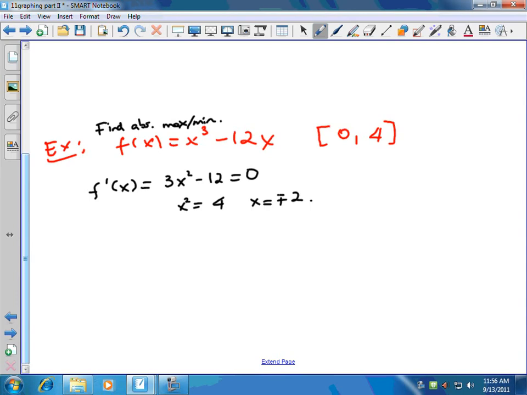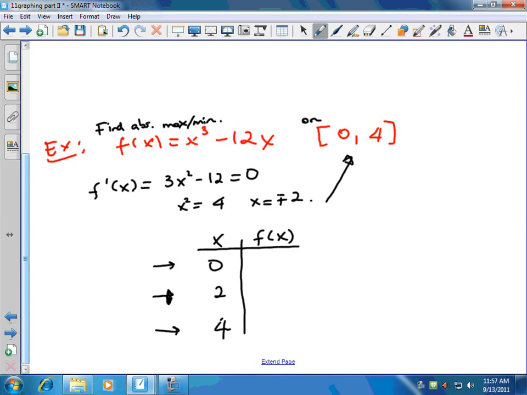Here's the thing though. Look at this interval. We're trying to find the maximums within this interval. And negative 2 doesn't even lie in that interval, right? So from these critical points, the only one I'm going to select is the positive 2, because negative 2 is not in that interval. It cannot possibly be an absolute max or min. So look what I did here. I took the endpoints of the interval, as well as the critical points that lie in that interval, and I'm going to plug each one into f of x. And then we're going to find the corresponding y coordinate.